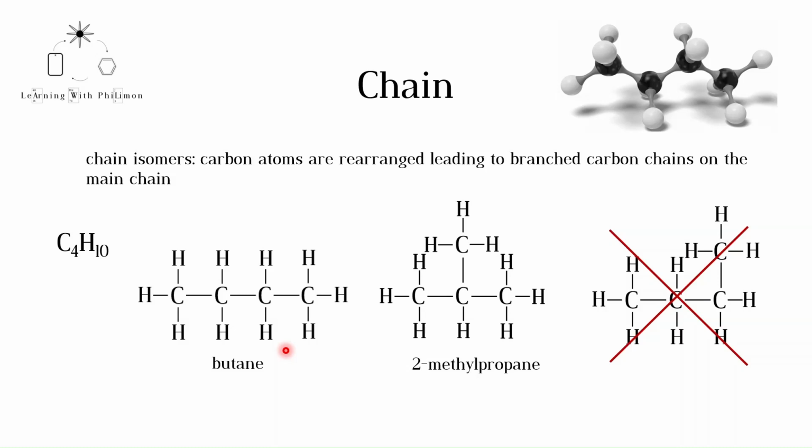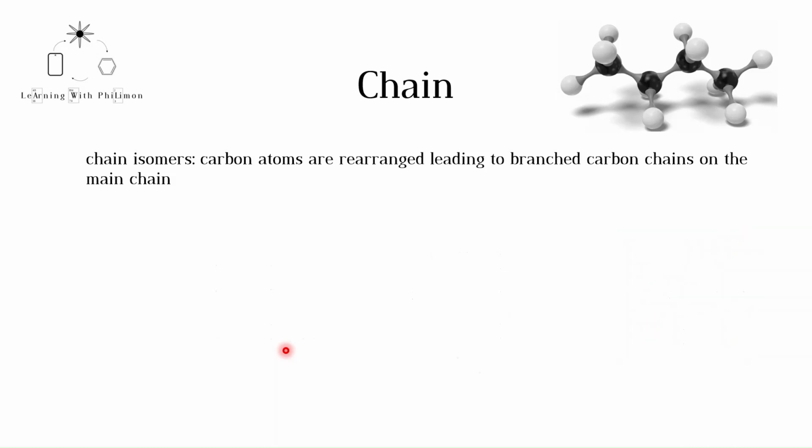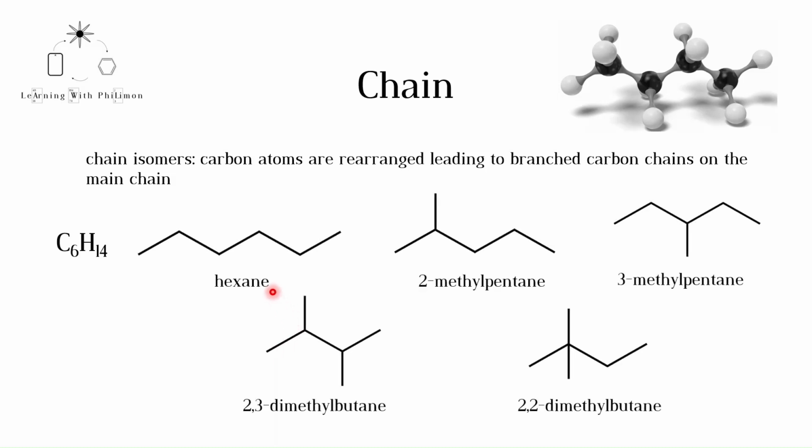The longer the alkane, the more possible isomers there are. Can you draw and name all the possible chain isomers for the molecular formula C6H14? Pause the video if you do not want to see the answer straight away. Here are the 5 possible chain isomers drawn using the skeletal formulae: hexane, 2-methylpentane, 3-methylpentane, 2,3-dimethylbutane, and 2,2-dimethylbutane.